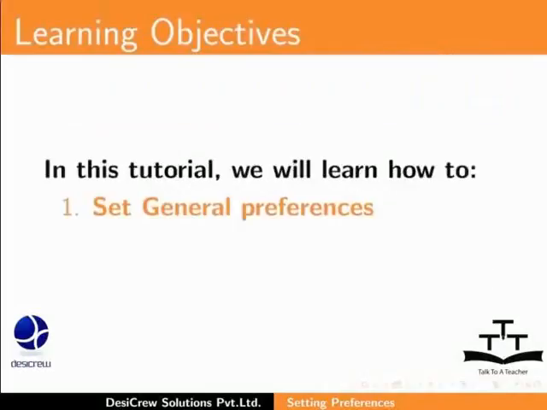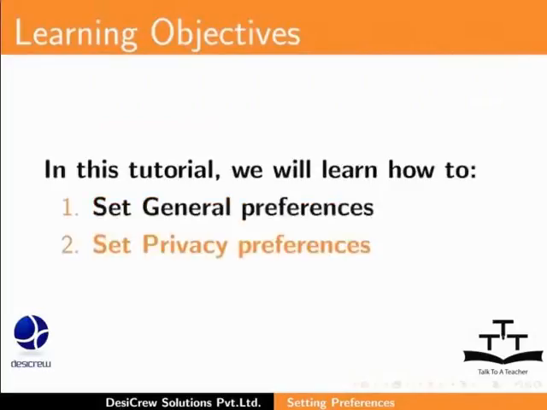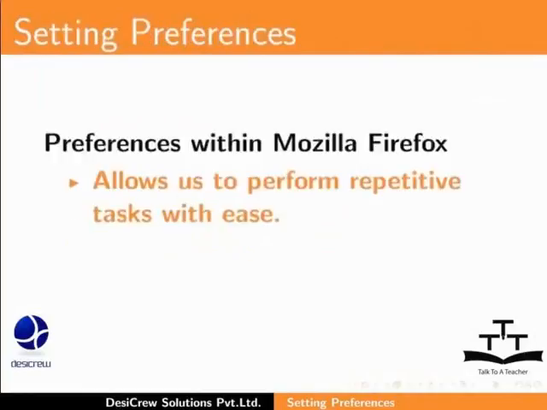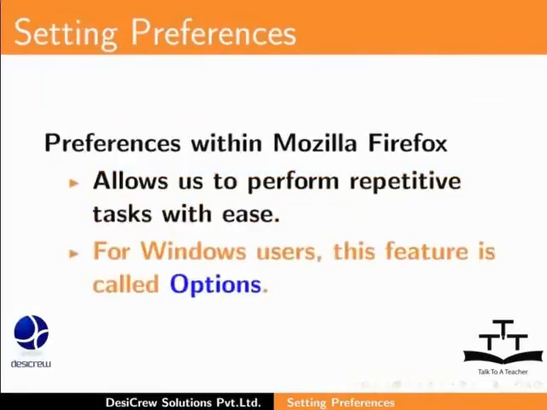In this tutorial, we will learn how to set general preferences and set privacy preferences. In this tutorial, we are using Firefox version 7.0 on Ubuntu 10.04. Preferences within Mozilla Firefox allow us to perform repetitive tasks with ease. For Windows users, this feature is called Options.